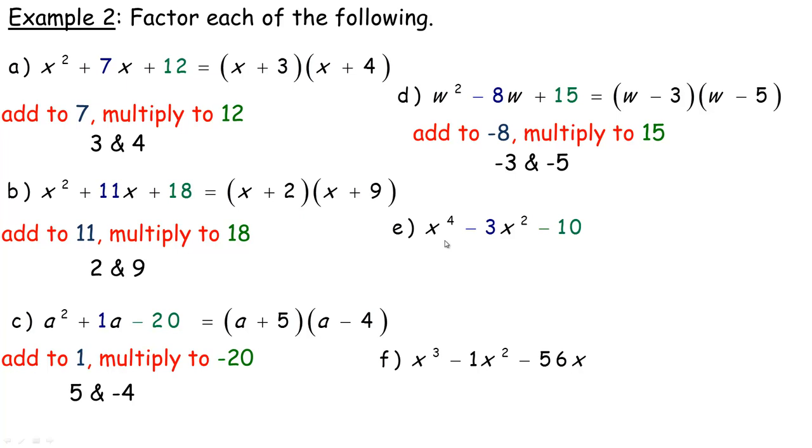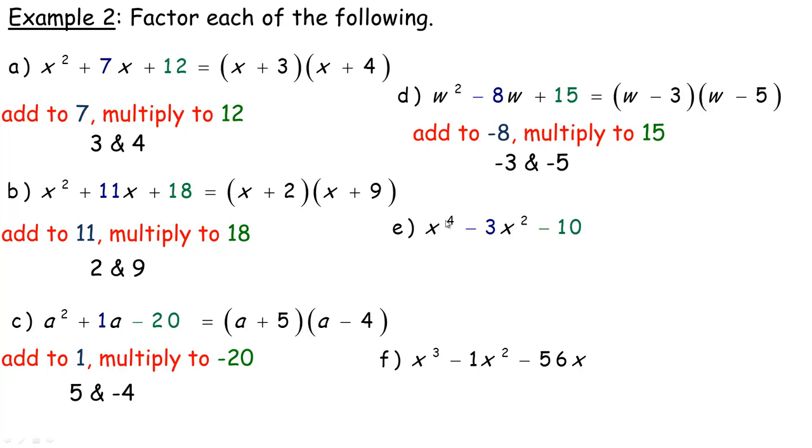Now what's a little bit different about e is it's an x to the fourth. Notice these are all x squared, a squared, w squared. And notice that the exponent is double this one. See, that exponent is double. There's a 1 here, there's a 1 here, that's double. So the same is true here. I have a 2 here, and this one is twice as big. So the pattern is still the same.